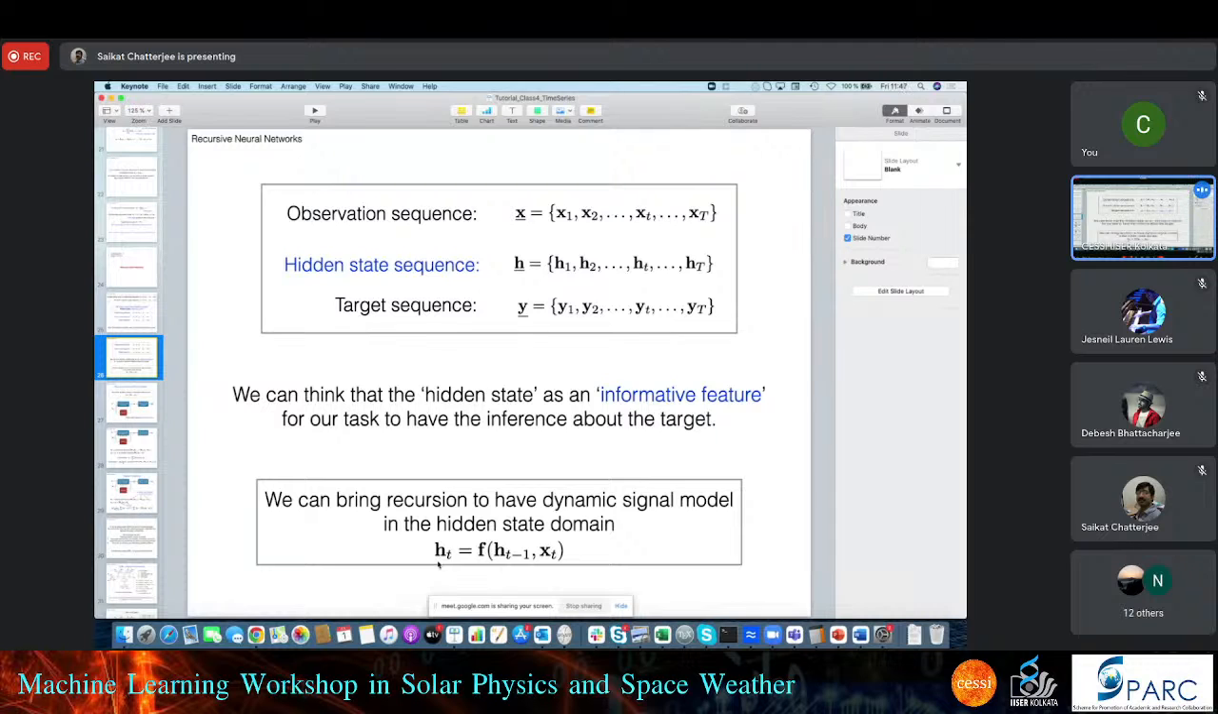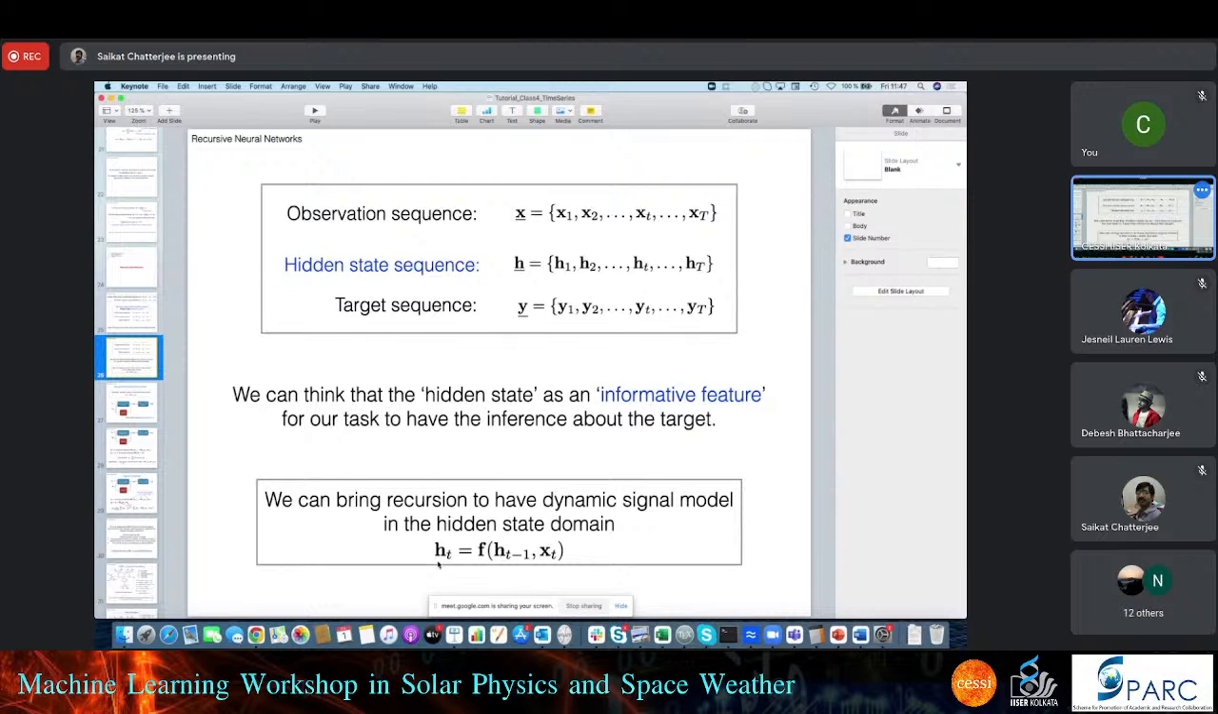Does this H sequence just act as a bridge between X and Y? Yes, correct. And ht basically keeps information from xt, xt minus 1, xt minus 2, up to quite long past values.